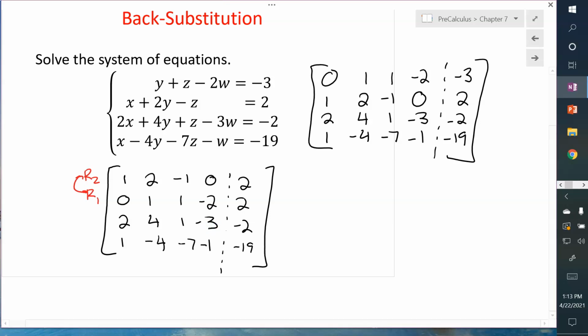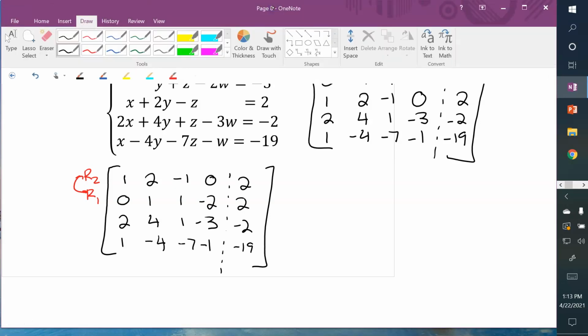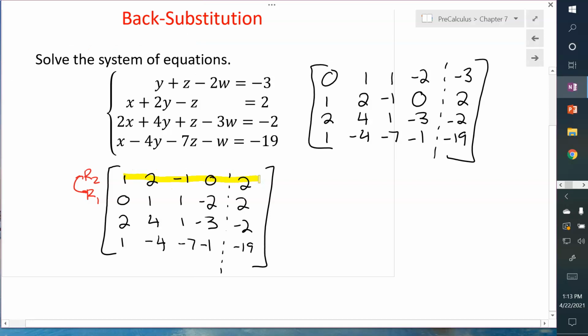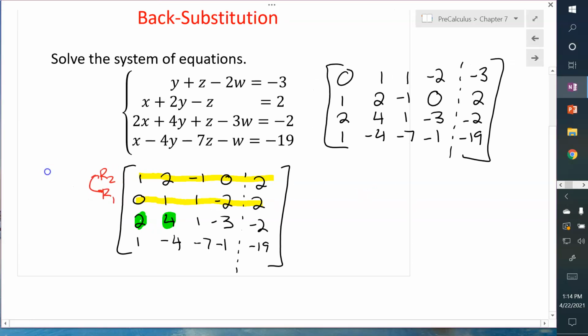Okay, now the next thing I want to do is I'm checking my rows. Row 1 is fine. So this is good. Row 2 is fine because I have a 0 and a 1. So now I'm going to work on row 3. And I want a 0 and a 0 where I have a 2 and a 4. So that 2 and that 4, I want a 0 and a 0. So I'm going to do some elementary row operations there. And what I'm going to do is my new row 3 is going to be -2 row 1 plus row 3.